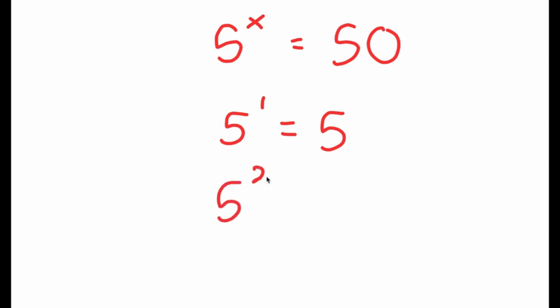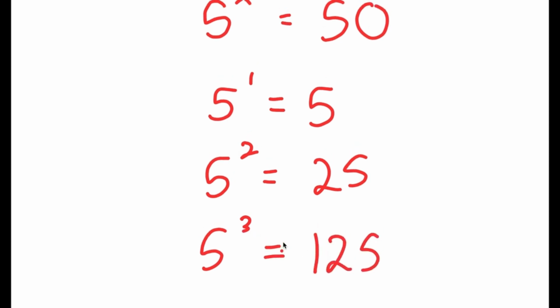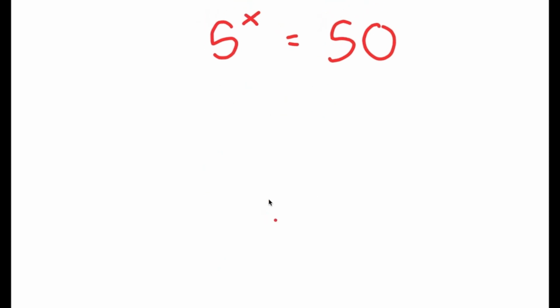Now if x equals 2, I get 5 to the power of 2, which is 25. And this again is too low. Now if x equals 3, then I have 5 to the power of 3, which is 125. And this is way too high. So we know that the value of x is going to be somewhere in between 2 and 3, meaning it's going to be a decimal. So how are we going to find the exact value of x?